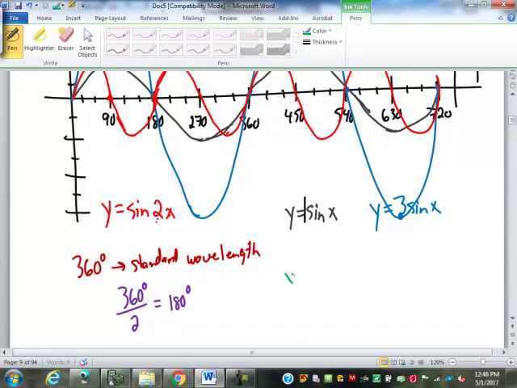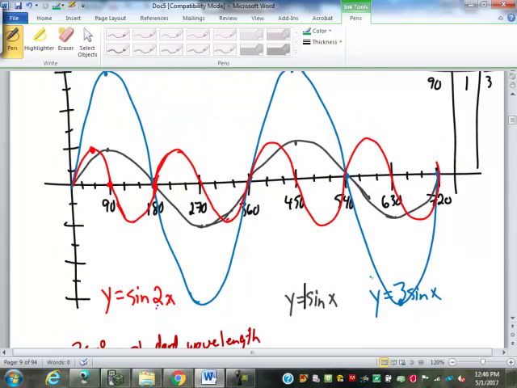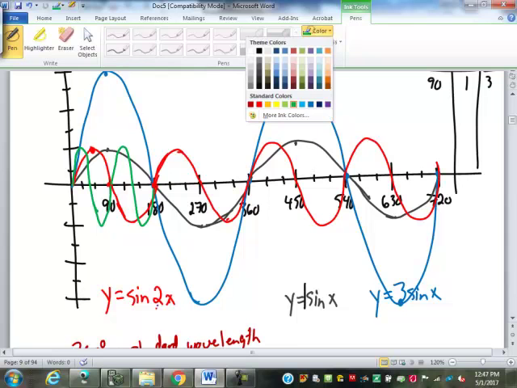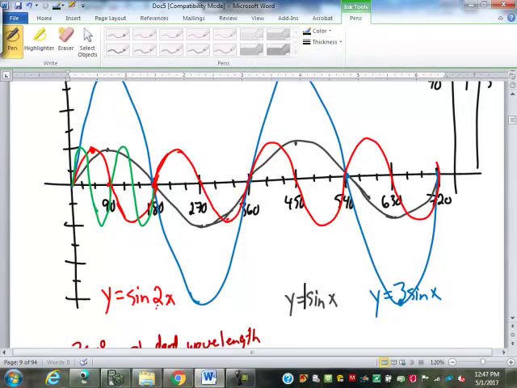So if I had y equals sine of 4x, what do you think the wavelength's gonna be? 360 divided by 4 is 90, yes. So a complete wave is going to occur in 90 degrees. Like that. Make sense? The more difficult one to deal with is the shift.